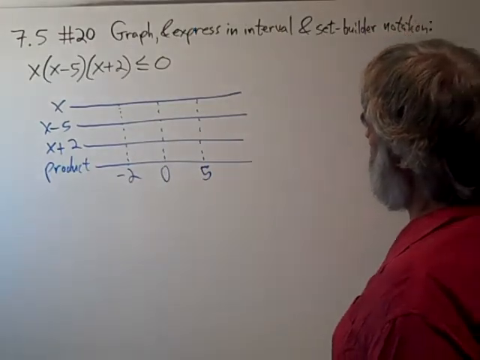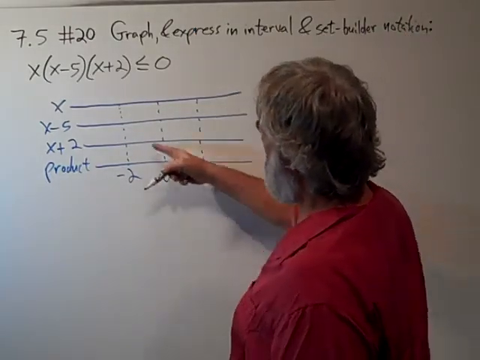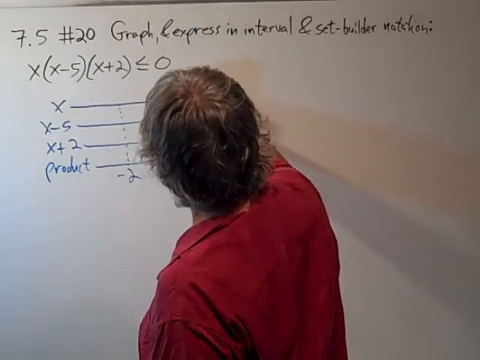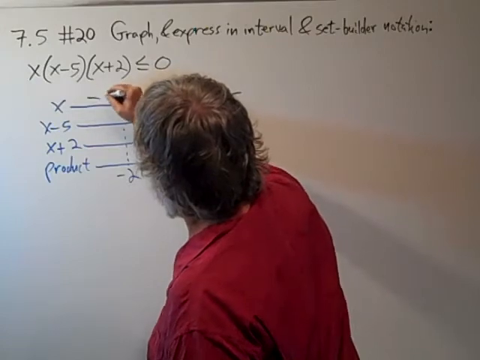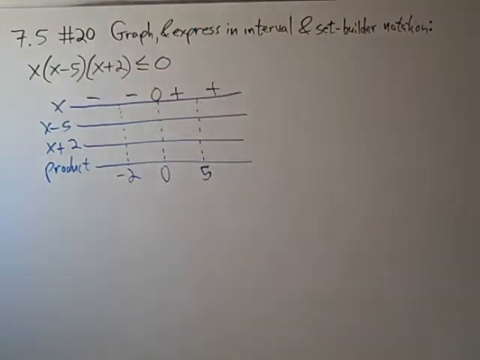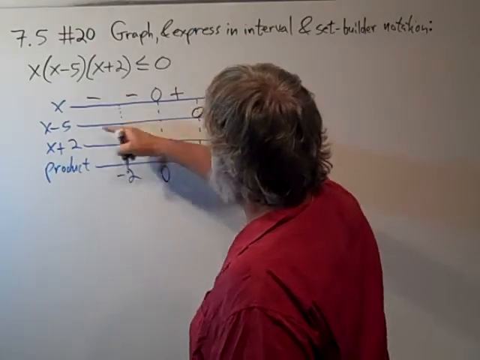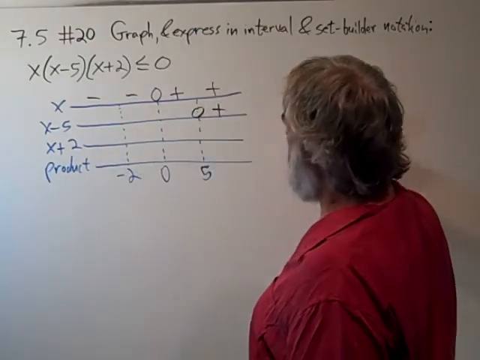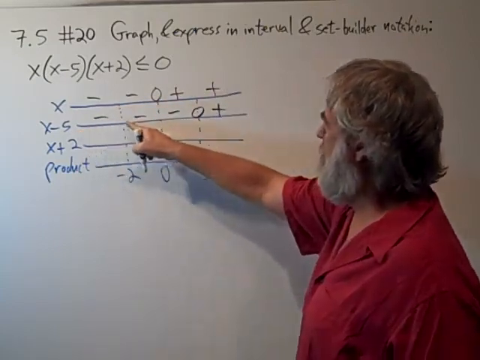Okay, so when x is 0, then x is 0, and if x is bigger than 0, then x is positive. If x is less than 0, x is negative. When x is 5, x minus 5 is 0, and when x is bigger than 5, x minus 5 is positive. And when x is less than 5, x minus 5 is negative.